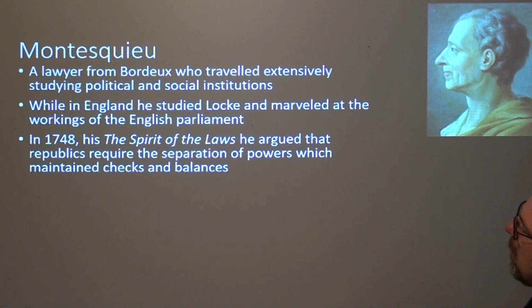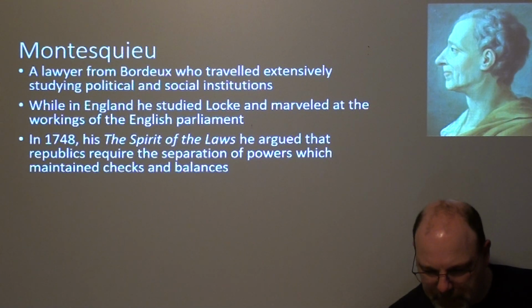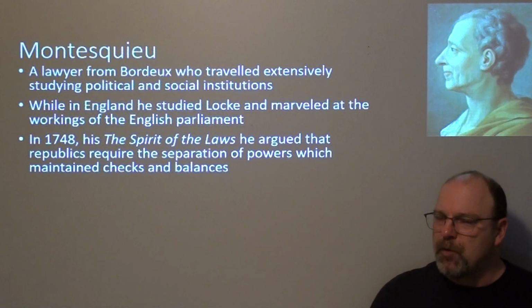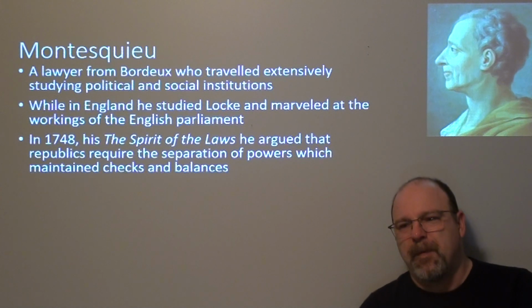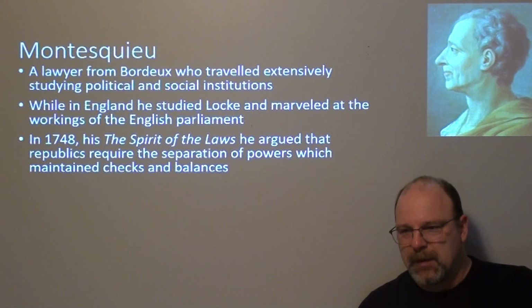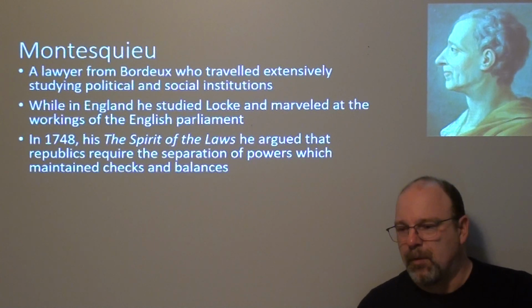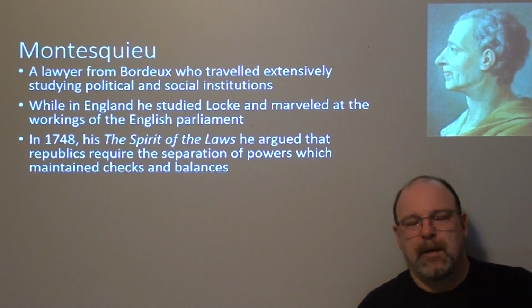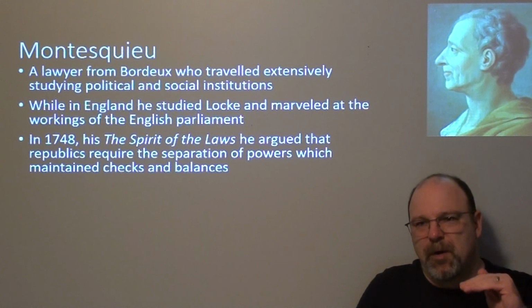Montesquieu's Spirit of the Laws argued that republics require the separation of powers, which maintain checks and balances. Boy, such a simple thing to understand in a democracy, but revolutionary at the time. What he says is that in order to keep the power, in this case of the monarch, in check, you need to have levels of government. Whether it be federal, state, provincial, and then municipal. Or from a legal perspective, the legislative, the judiciary, those kinds of things. Just different levels of government, each of which has a certain responsibility.